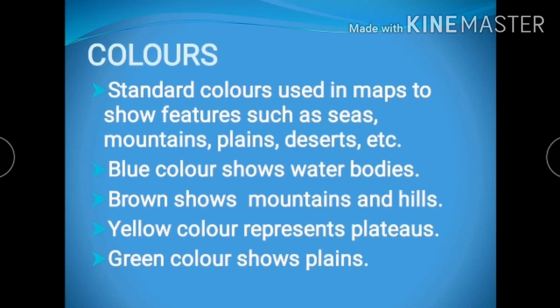So there are certain standard colors which are used in maps to show features such as seas, mountains, plains, deserts and so on. Blue color shows water bodies. Brown color shows mountains and hills. Yellow color represents plateaus, whereas green color shows the plains.